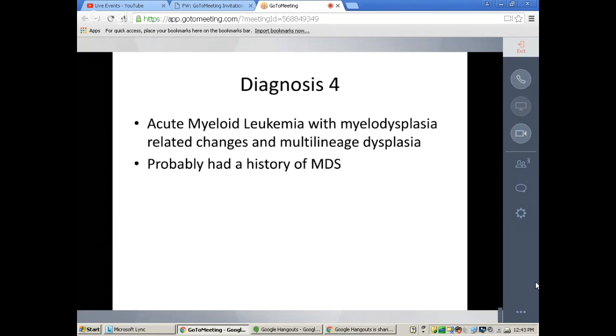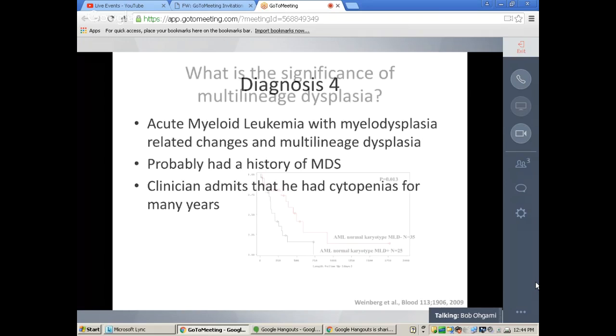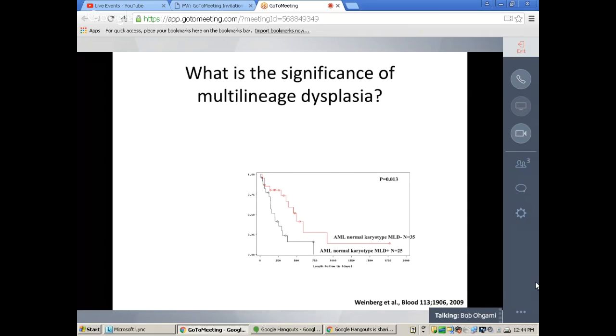And this patient probably had a history of myelodysplastic syndrome, MDS, because that cytogenetic finding of a deletion 5q is very typical for an MDS. Usually it doesn't just appear de novo. And so when you talk to your clinician, developing this case further, and ask them what happened to this patient in the past, the clinician admits that the patient had cytopenias for many years. So indeed, they probably did have MDS.